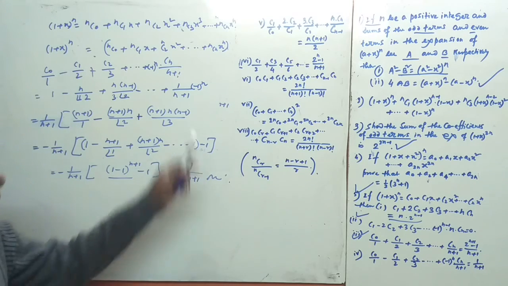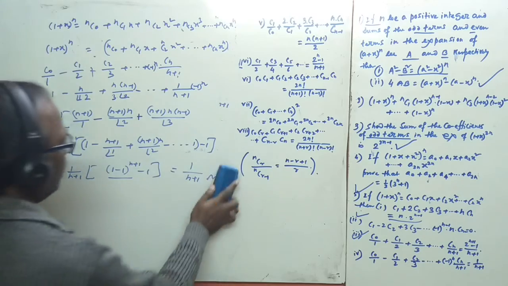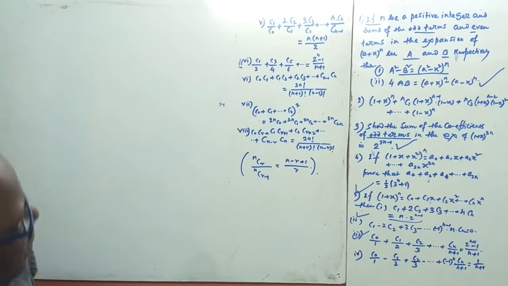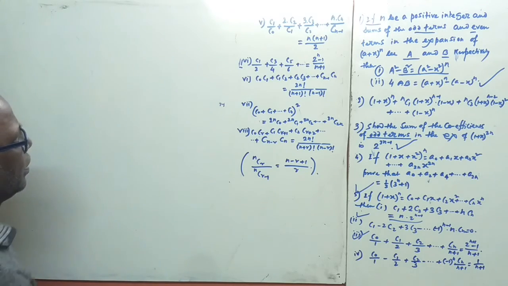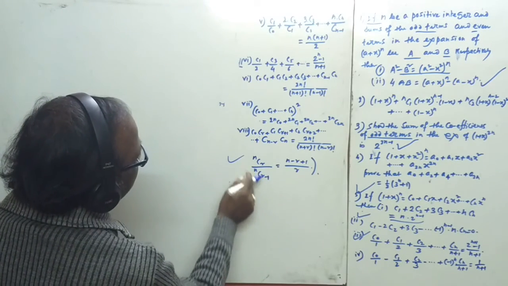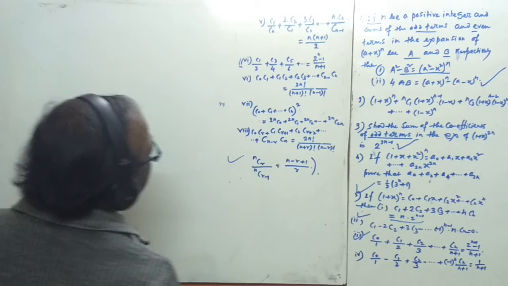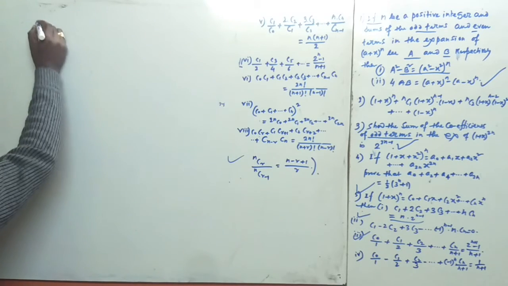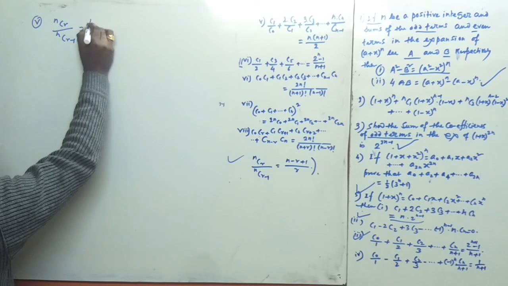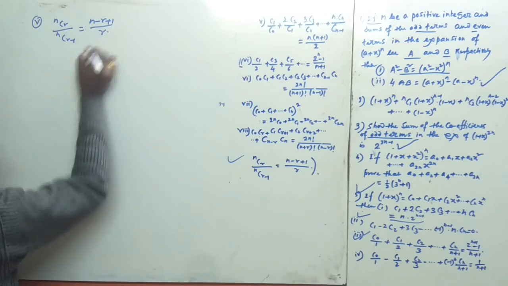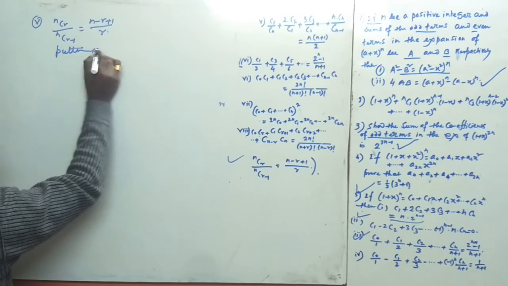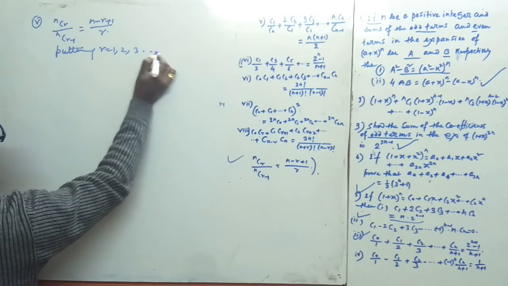And now next problem, question number 5. For question number 5, we always follow the relation. If we break this relation nCr or nCr minus 1, then we get the relation. So now for 5 here, nCr by nCr minus 1 is equal to n minus r plus 1 by r. Putting r equal to 1, 2, 3, and so on.